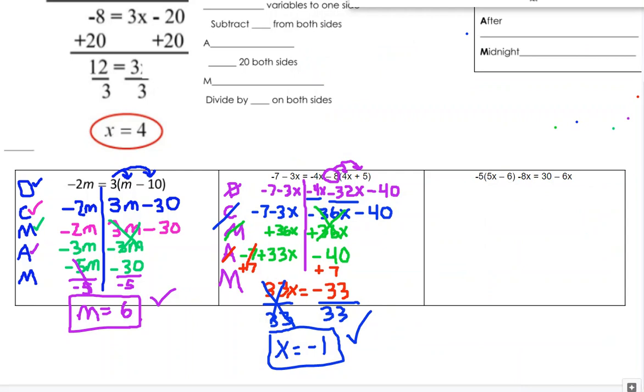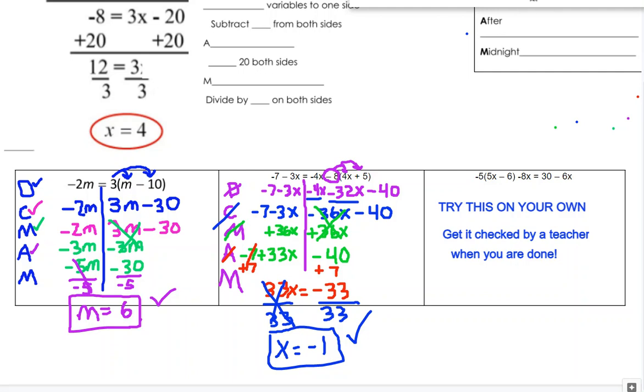What I want you to do is try that one on your own. Follow the steps. Don't call me after midnight. Distribute first, then combine your like terms on each side, then move your variable over to the same side, and then add or subtract, and then multiply or divide. Don't call me after midnight will help you solve these equations. Write that DCMAM down the side and try that one on your own. When you're done, get it checked by your teacher, all right?